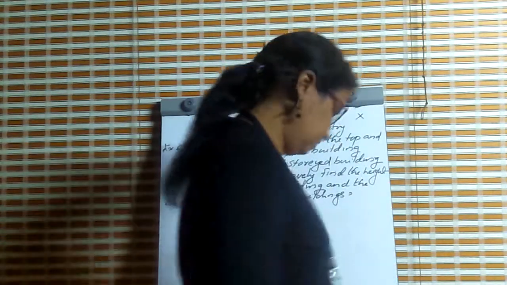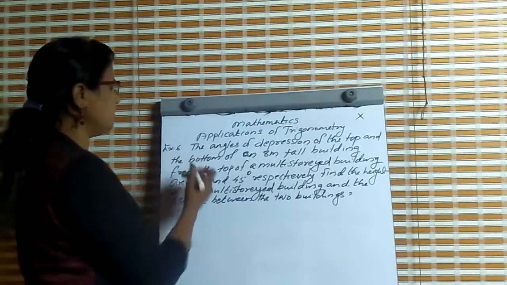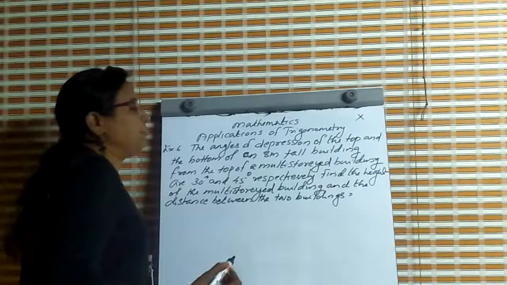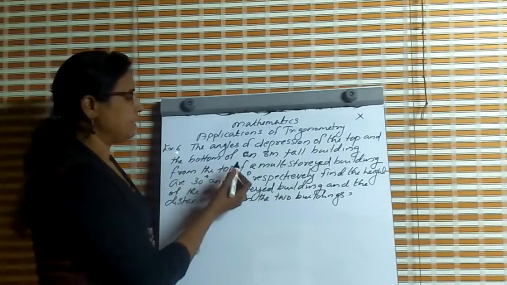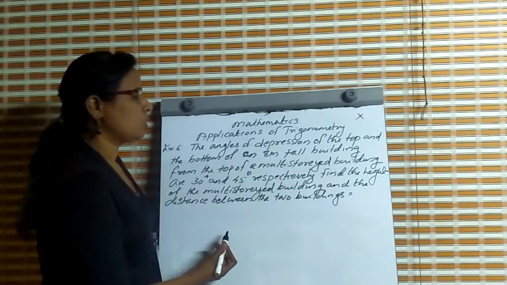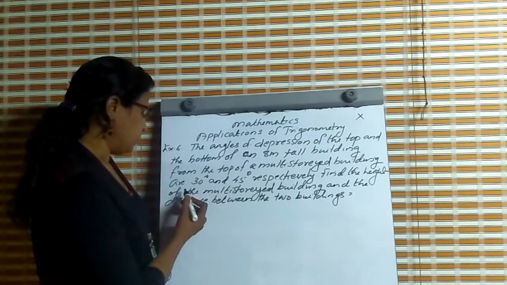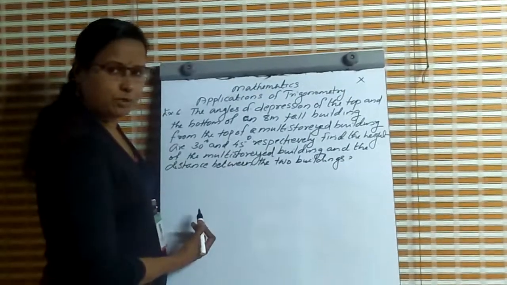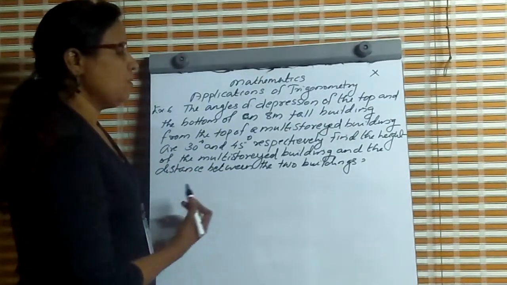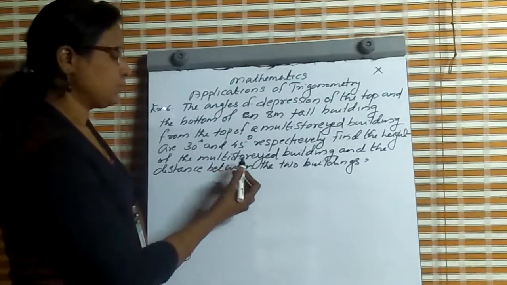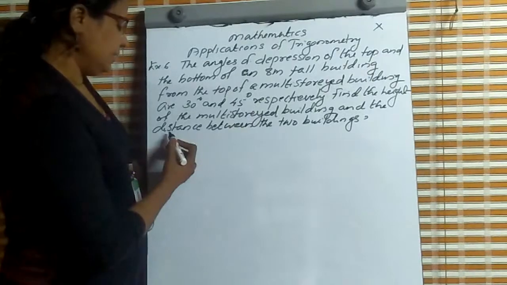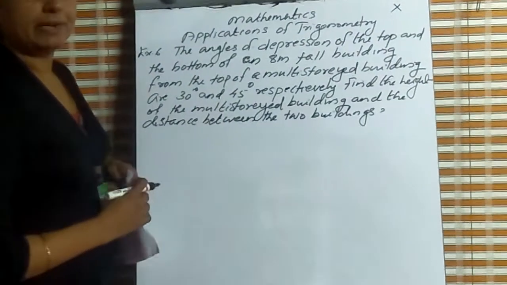Look at the board. Example 6. The angles of depression of the top and the bottom of an 8-meter tall building from the top of a multi-storied building are 30 degree and 45 degree respectively. Find the height of the multi-storied building and the distance between the two buildings.